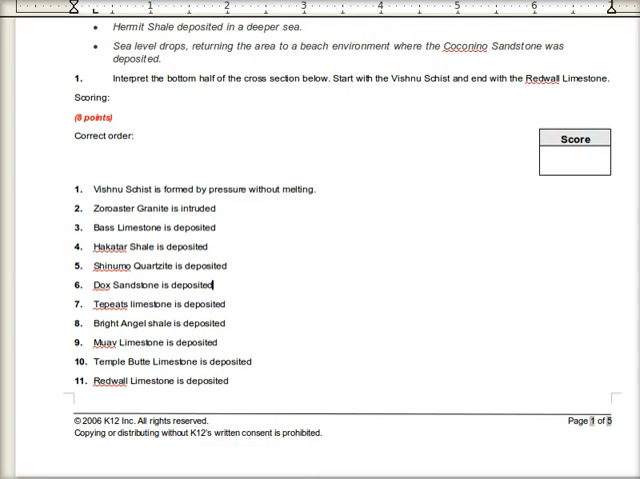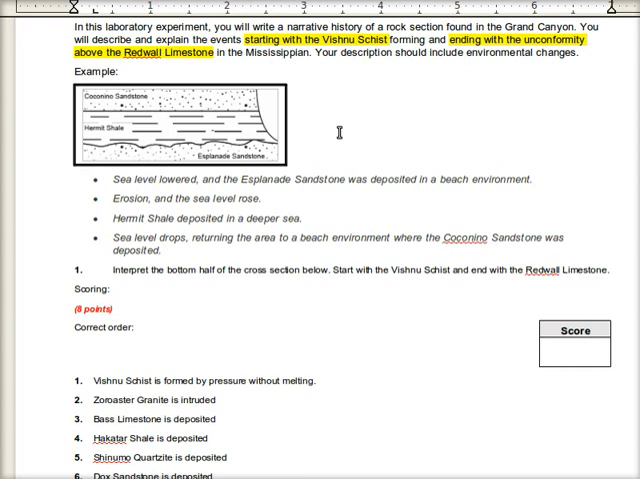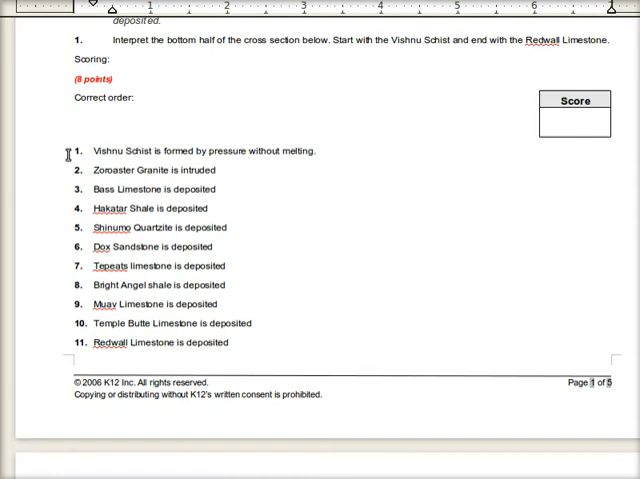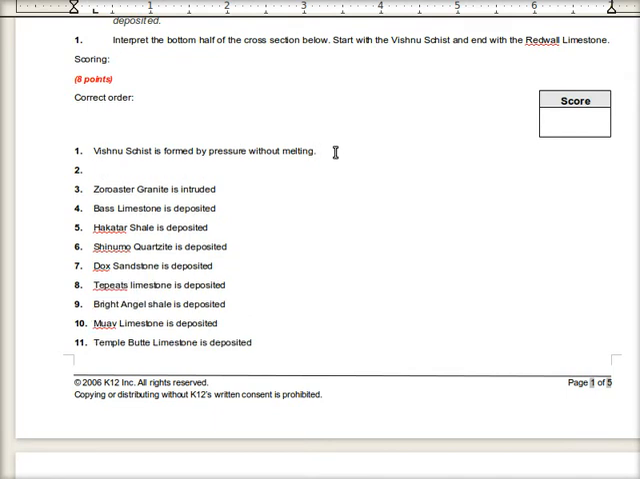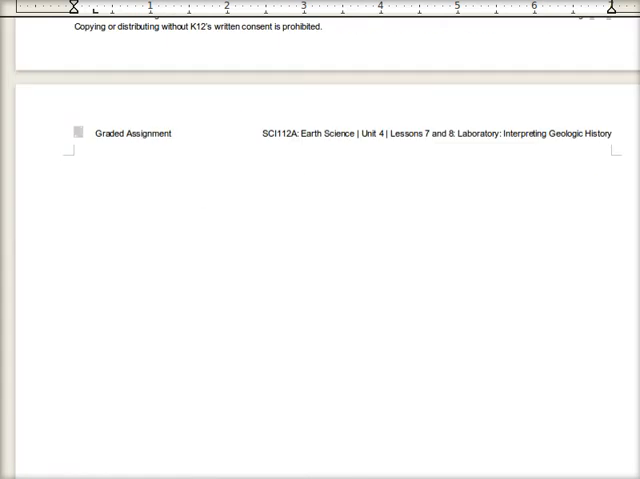And now what we have to do is, just like in our example where they say things like the sea level lowered, and there was erosion and then the sea level rose, we have to fill in the blanks between these different levels. Now we can start with the Vishnu schist as just having been formed, but now we need a second step between the Vishnu schist and the Zoroaster granite. So let's see what's happening there.